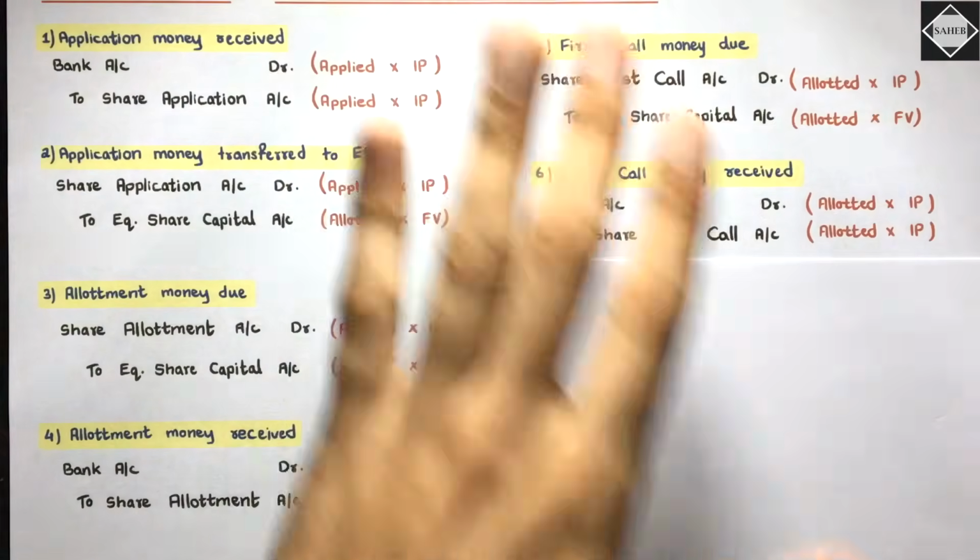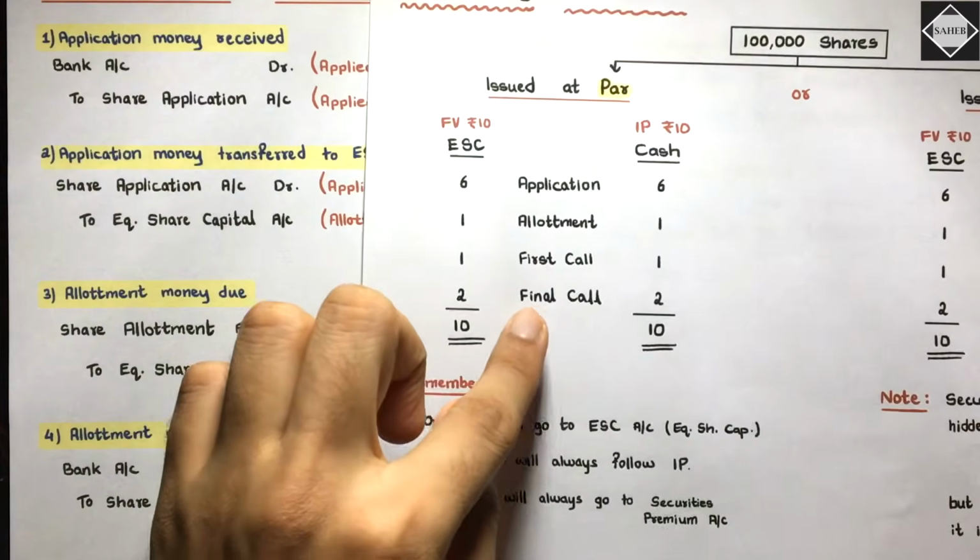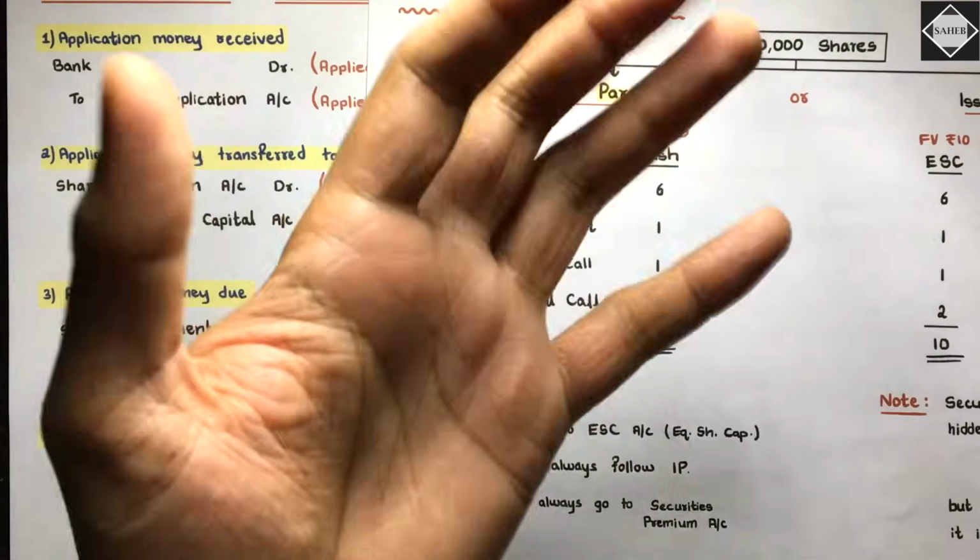Okay, fine. So after the first call, then we have final call. Final call will call the shareholder, give us 2 rupees.